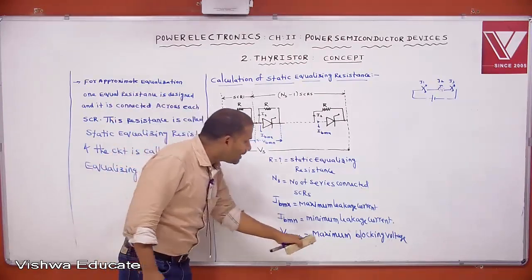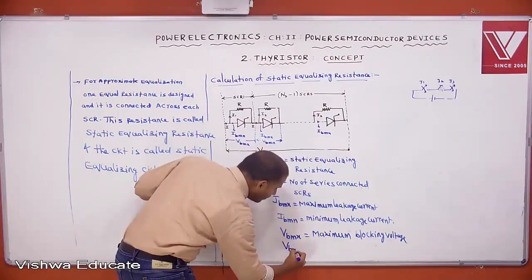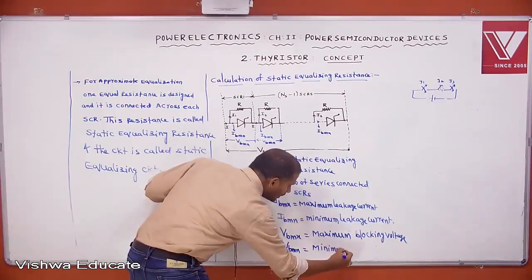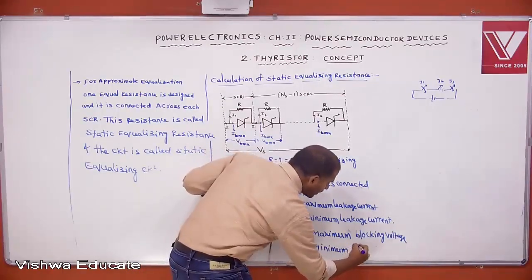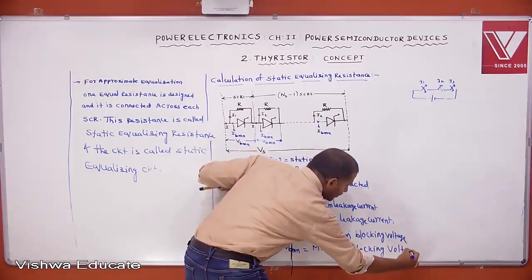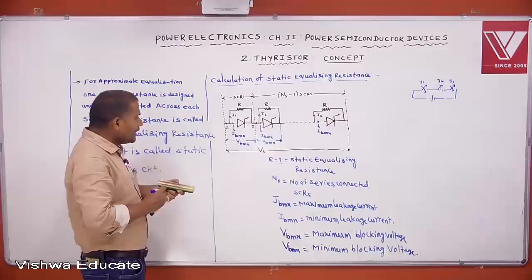VBMX is the maximum blocking voltage. VBMN is the minimum blocking voltage. Okay, minimum blocking voltage. Another observation you should concentrate on here.